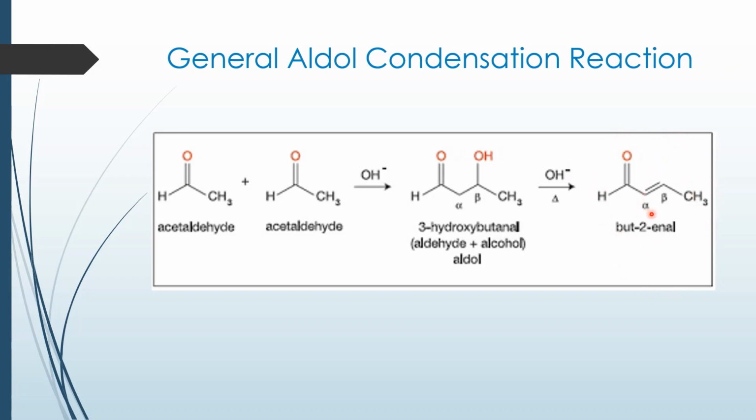Why is it known as alpha beta unsaturated ketone? Because at alpha and beta position there is a presence of double bond, which indicates the unsaturation here. And adjacent to this alpha beta unsaturation, there is a carbonyl group present. Therefore, it is known as alpha beta unsaturated ketone or alpha beta unsaturated aldehyde.